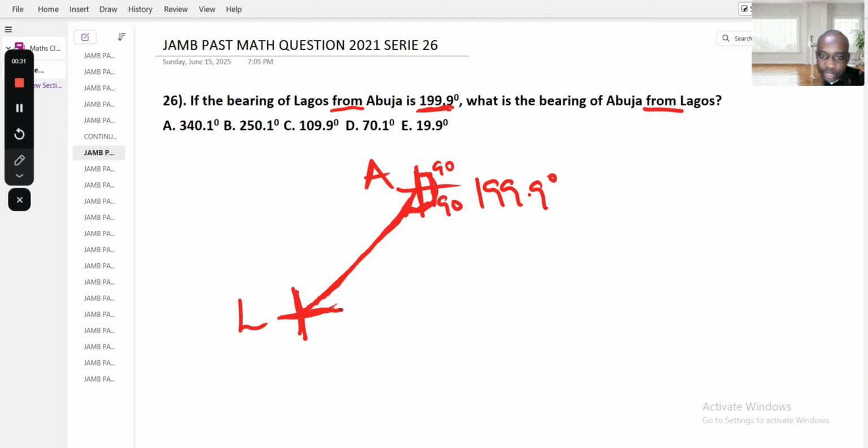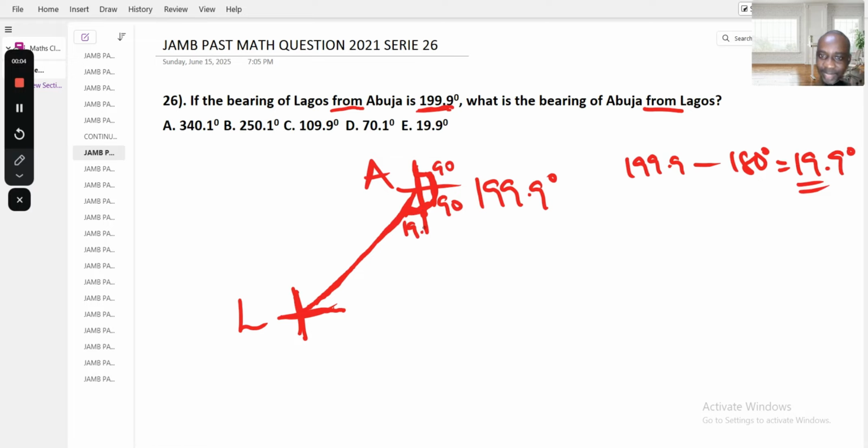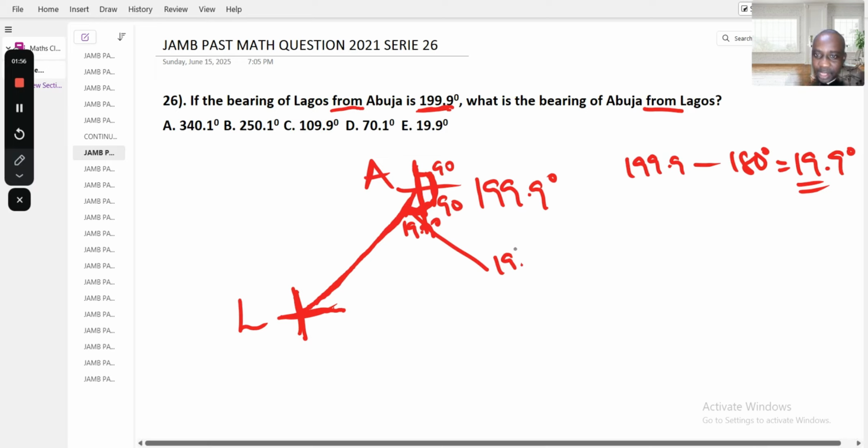Okay, let's calculate it together. You know, from here to here, the angle of a straight line is 180, isn't it? And the remaining one from here is going to be 199.9 minus 180 degrees, which gives us 19.9 degrees, isn't it? It means that the remaining one here is going to give us 19.9 degrees. Let me write it out here. Like I was saying, from here is going to give us 19.9 degrees.